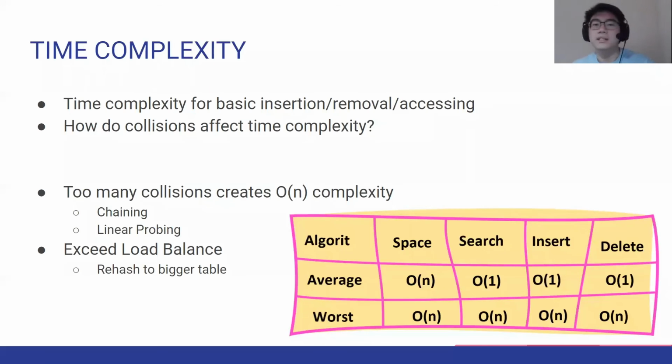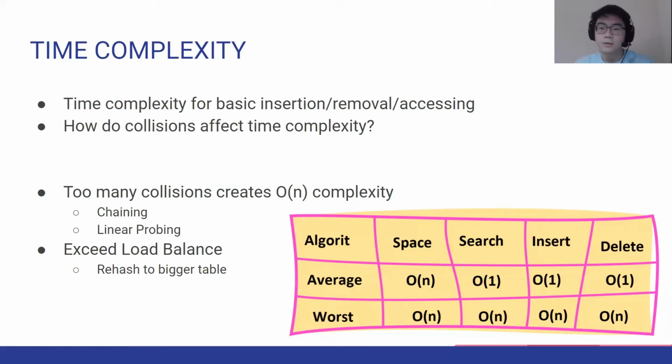All right, so the basic insertion, removal, and accessing for a hash table usually has a time complexity of O of 1 time, but collisions do make this average case of O of 1 become O of n in the worst case. And the way it works with chaining is when there are a bunch of collisions, then a linked list will have a bunch of items in one cell. And then when you try to access, like delete or search for an item that's in that linked list, you may have to search through the whole linked list, which makes it O of n time.